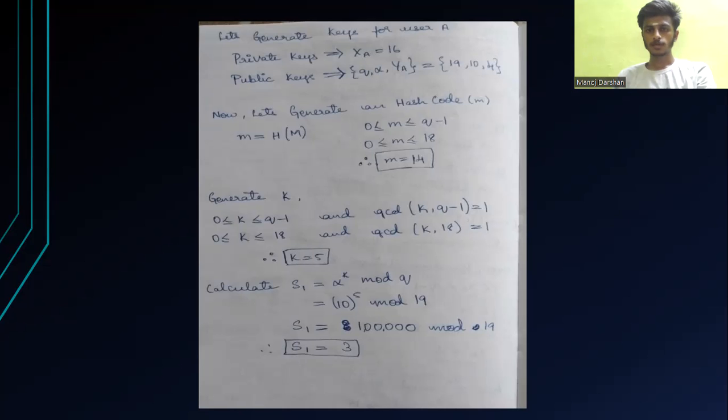m is equal to H of capital M, and m is such that m is greater than or equal to 0 and less than or equal to q minus 1. Since we consider m is equal to 14, because 14 is greater than 0 and less than 18. In the next process, we generate a variable K. K must be greater than or equal to 1 and less than or equal to q minus 1, and GCD of K comma q minus 1 must be equal to 1.